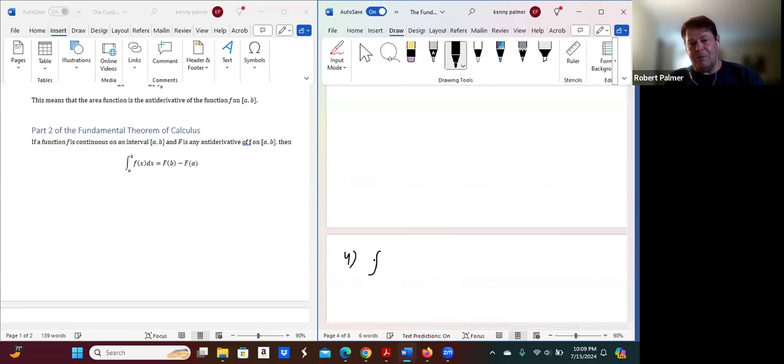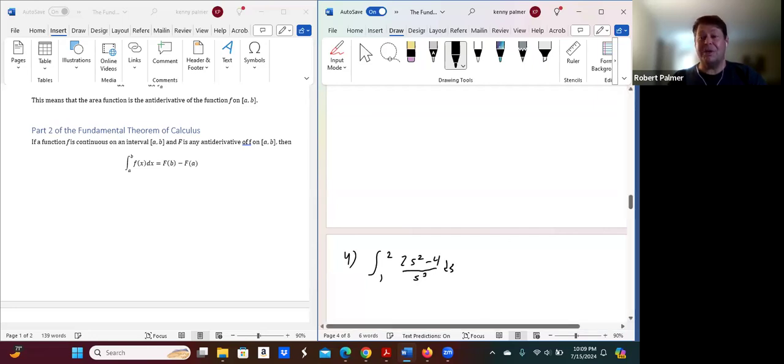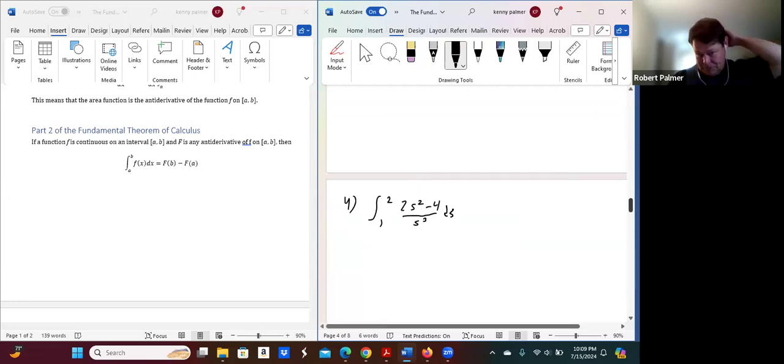Okay. Now this time the integral from 1 to 2 of, and we have a fraction, 2s squared minus 4 over s cubed ds. So this time I'm using a different variable instead of x, we're using s, which is fine. Now this time I'm not going to worry about graphing it and everything. It's probably a more complicated graph. But let's think about this. So once again, how can we simplify this? Because right now it'd be really hard to integrate this way. What we want to do is once again use the properties we mentioned.